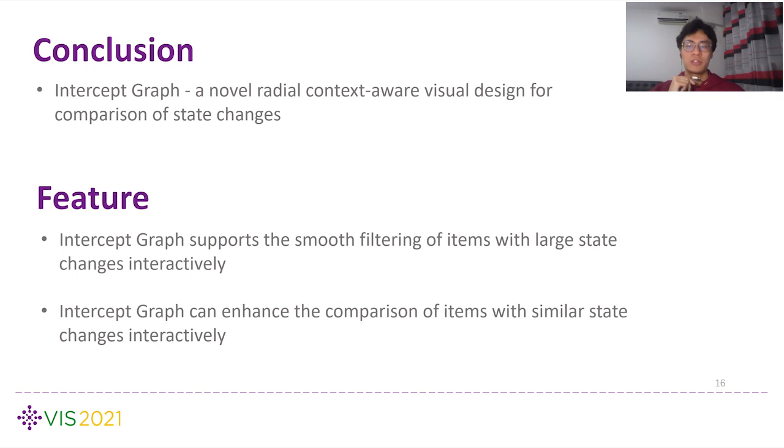In conclusion, our research work can be summarized into the following points. Intercept Graph is a novel context-aware visualization for comparison of state changes. It supports the smooth filtering of items with large state changes and enhances the comparison of items with similar state changes interactively.